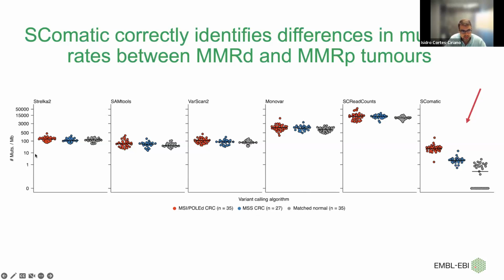And here we can see on the y-axis the number of mutations per megabase for these groups across different algorithms. And you can see the 5 algorithms against which we compared assign basically a comparable mutational burden to the 3 groups. By contrast, we can see here on the right that SomaticSeq correctly identifies that the mutation rate in microsatellite unstable tumors is much higher as compared to MSS tumors, and that these tumors have a higher mutational burden as compared to matched colon samples. Again, highlighting the high specificity of the mutations detected by SomaticSeq.